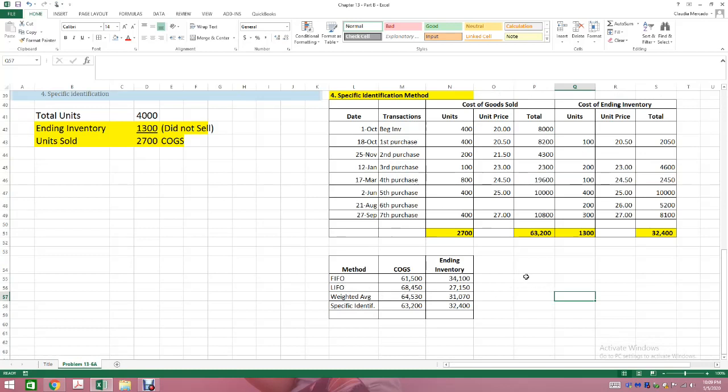Okay. So regardless of the methods, we have 2,700 units that were sold, and we had 1,300 units in our ending inventory. Regardless of the method, all of them give you 2,700 units sold. All of them give you 1,300 units in your ending inventory. That represents the unsold units. Okay. Now the question is, what is their value? Okay. And if you see, depending on the method that you use, are the different amounts that they're going to be valued at in your books, in your financial statements.